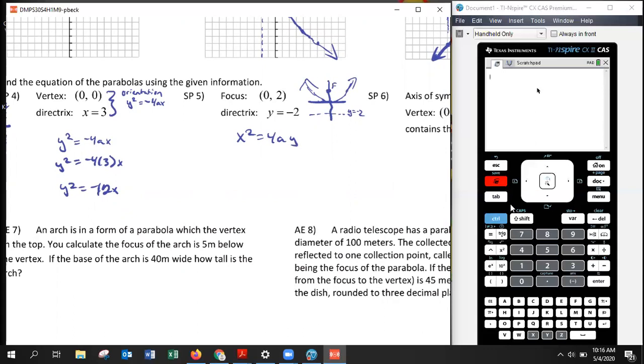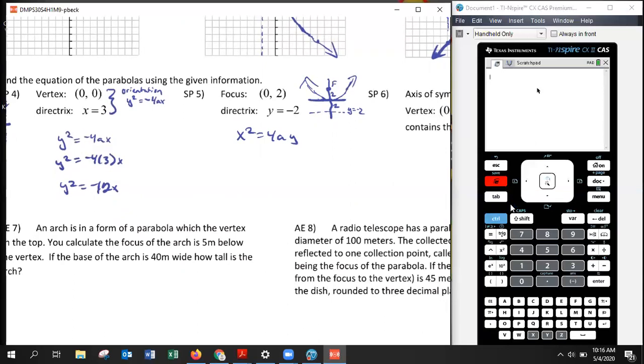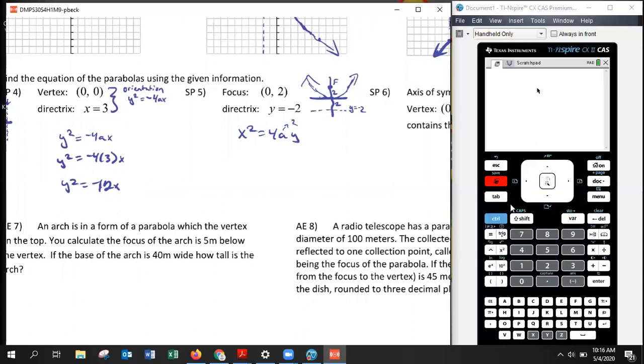With further understanding, I know that distance is 2 and that distance is 2. With our distance being 2 there, that tells us our a value. So our a value is 2. So I have x squared as 4 times 2 times y, or x squared equals 8y.